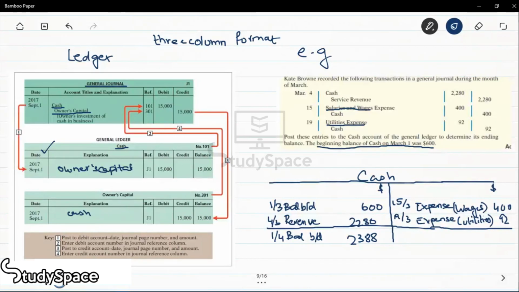Now in the next part of our video, we will be learning about the last and final part of our recording process, which would be a trial balance, and we will also be performing one last example with that.